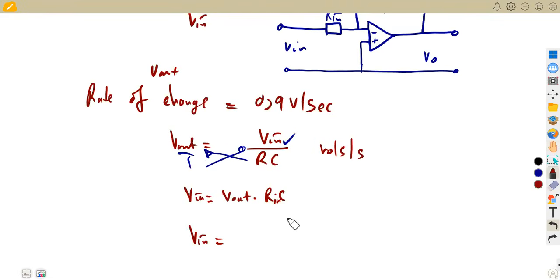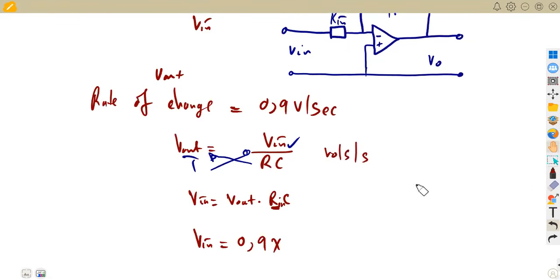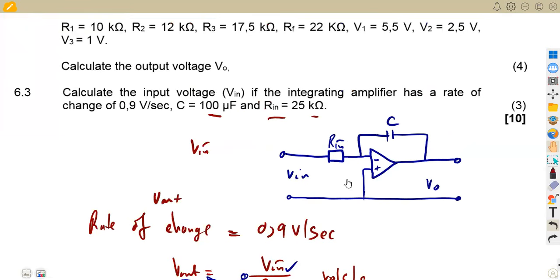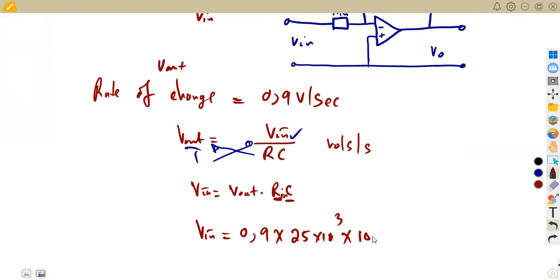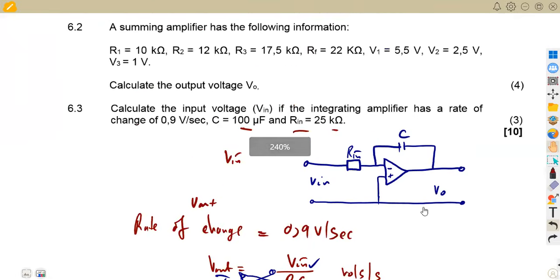So that is going to be 0.9 multiplied by the input resistance of 25 kilo ohms, times the capacitor value, which we are given as 100 microfarads, that is times 10 to the exponent of -6. So that is going to give us the input voltage, which was 2.25 by calculation. So that was it. That is how they can ask these questions.